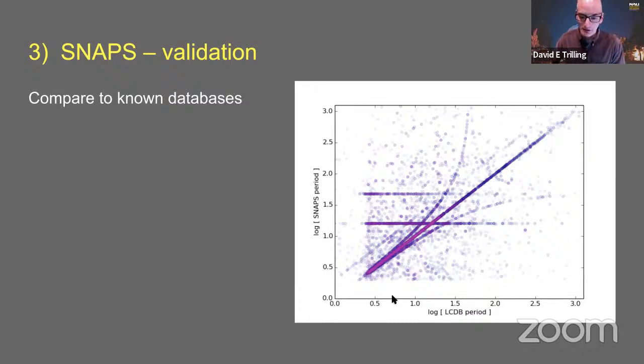Don't worry about the details. But of course, for solutions that are the same in 2 databases, we should be along this 1-to-1 line. And you can see that we are largely along the 1-to-1 line. There's a 2-to-1 alias here. Here we've got our 24 and 48 hour aliases and some other structure in this figure, which is complicated to understand. But overall, our match is quite good.